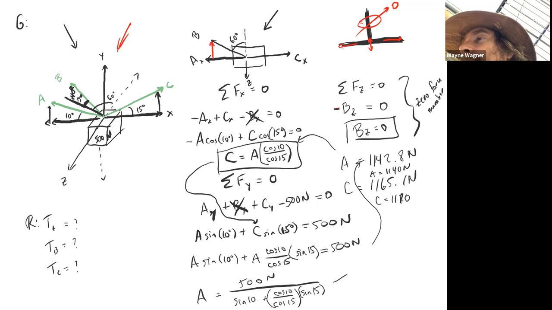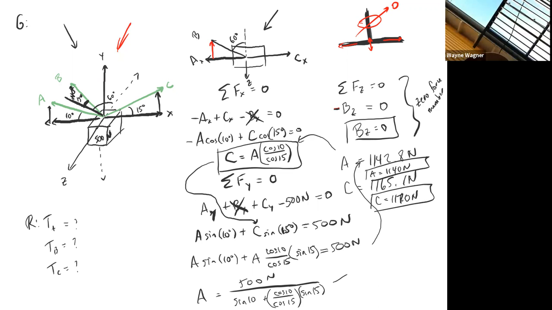1170 newtons. Okay, so this problem I gave on a test last semester. And some of my more intuitive students noticed that this was a zero force member and they were able to save themselves some work. So it's just something that I wanted to point out. Anytime you have a force that is the only force in some direction, it's going to have to be zero because otherwise things can't sum up. Okay, so any questions?